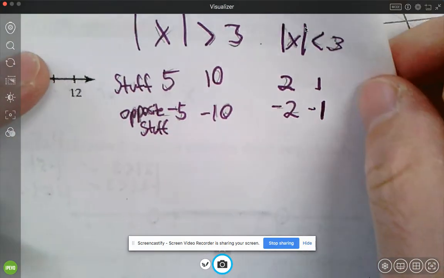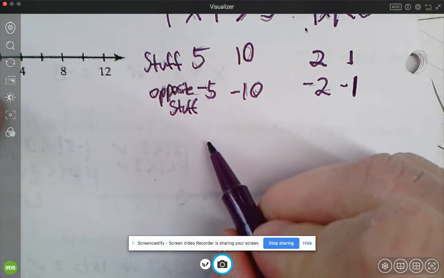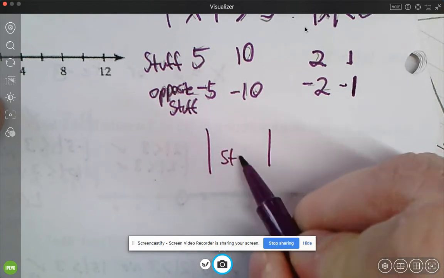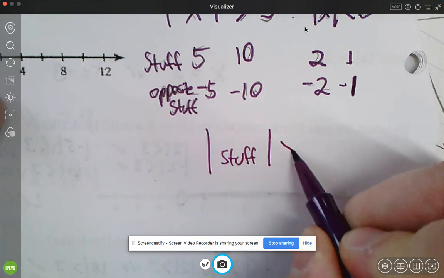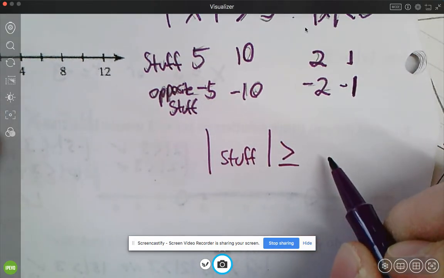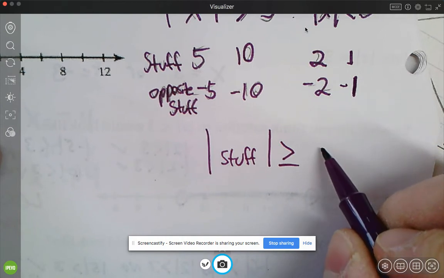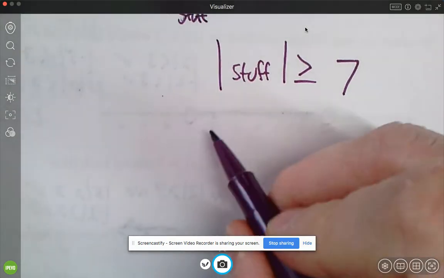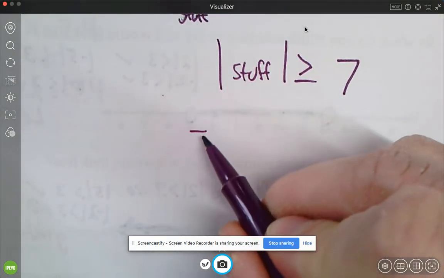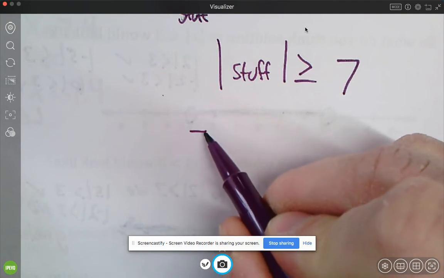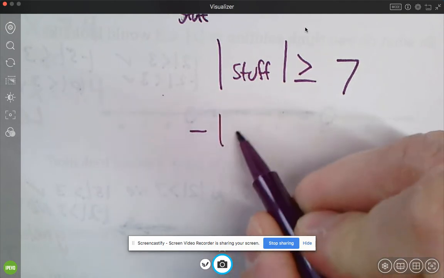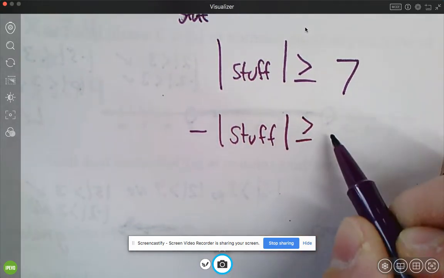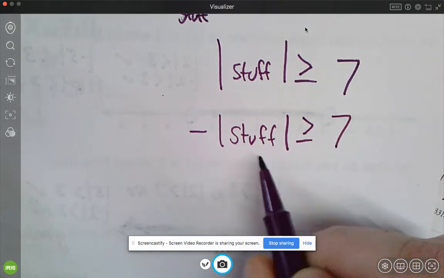So now that brings me to my little proof here, if you will. So the absolute value of stuff, let's just do greater than or equal to, let's just say 7. I don't know why. So that means that the opposite stuff will also work. So opposite stuff, sometimes you do negative to indicate this, the opposite stuff is greater than or equal to 7 will also work.